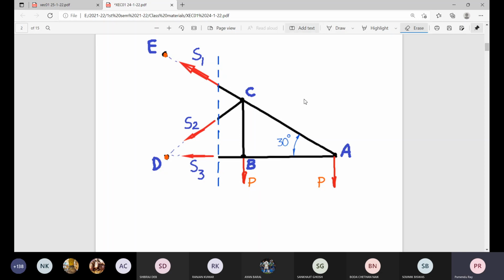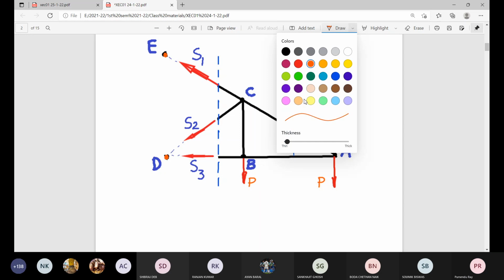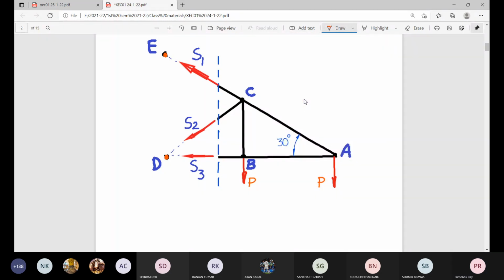Now, if by any chance you are asked to find the forces in the members AC, BC and BD, in that case this section will be sufficient, a single section. If you consider the right hand side portion for equilibrium, indicate this member force, this member force and this one there. So a single section will help you.